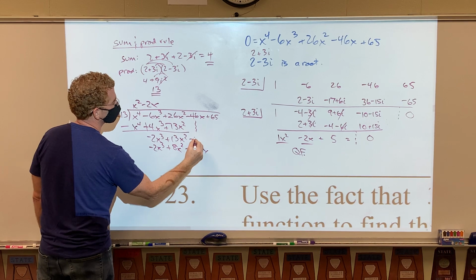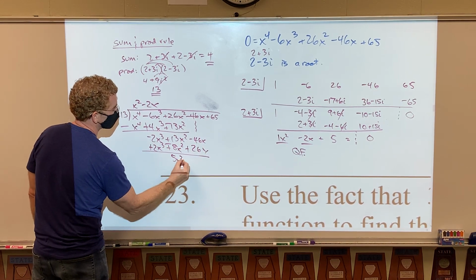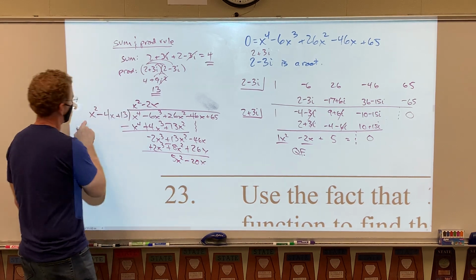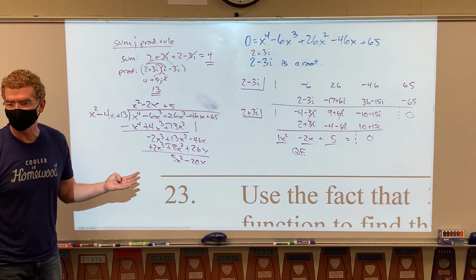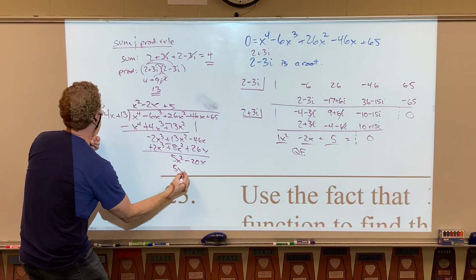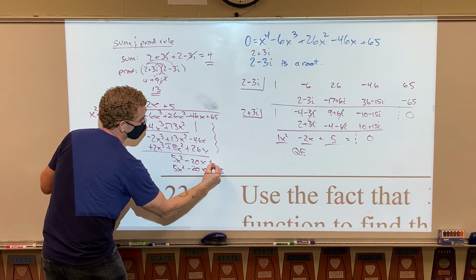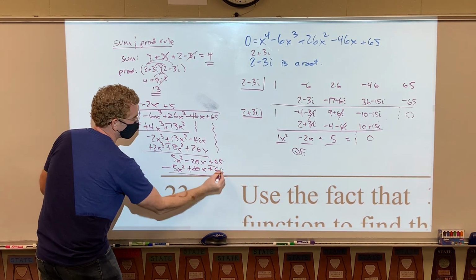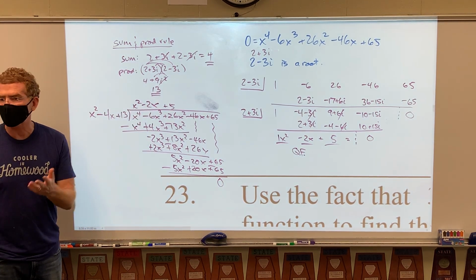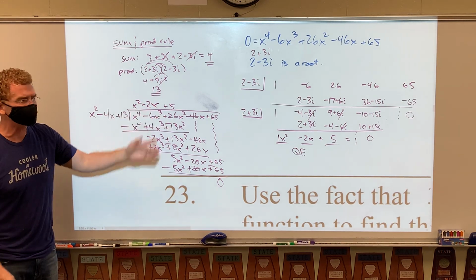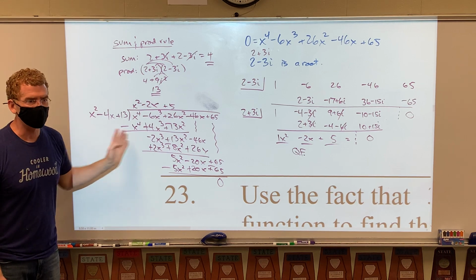Got to drop this down. Change my signs. That goes into that how much? That looks familiar. And I know it's going to work if I've done the math right. When I multiply this out, 5x squared minus 20x plus 65. Look, when I subtract this, and then all I have to do is now go solve this. So you got to ask yourself, would you rather do synthetic division twice, or would you rather do the sum and product rule with long division once?